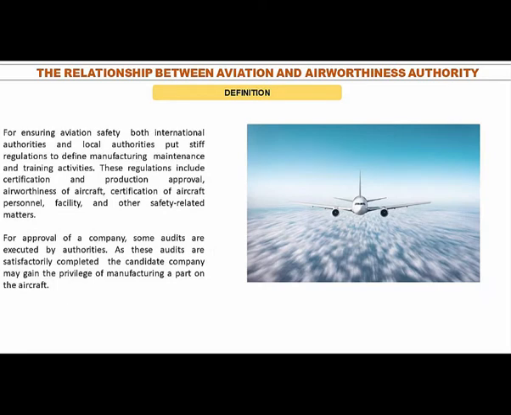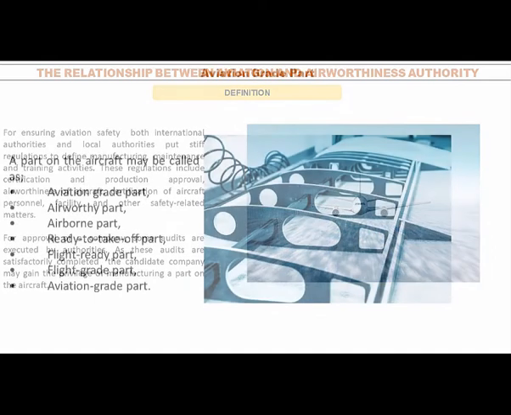For ensuring aviation safety, both international authorities and local authorities put stiff regulations to define manufacturing, maintenance, and training activities. These regulations include certification and production approval, airworthiness of aircraft, certification of aircraft personnel, facility, and other safety-related matters. For approval of a company, some audits are executed by authorities. As these audits are satisfactorily completed, the candidate company may gain the privilege of manufacturing a part on the aircraft.